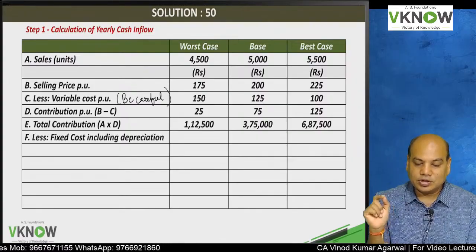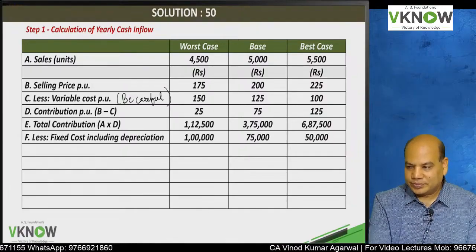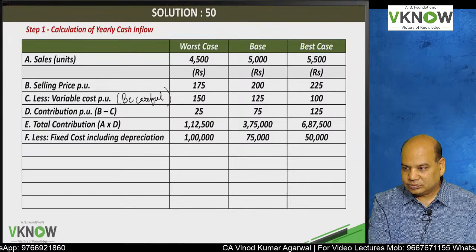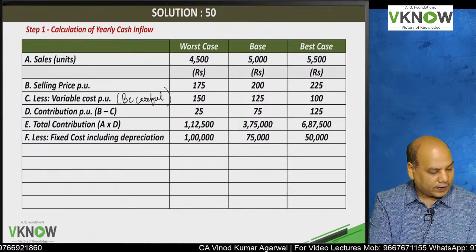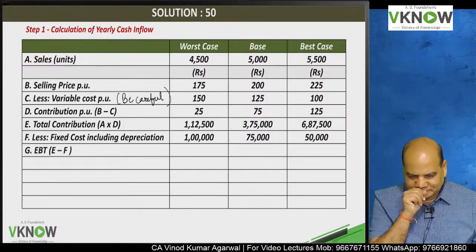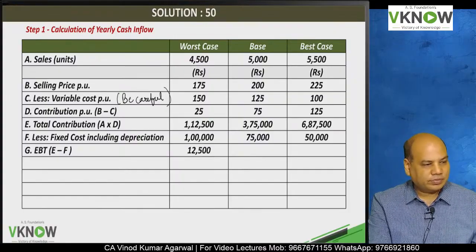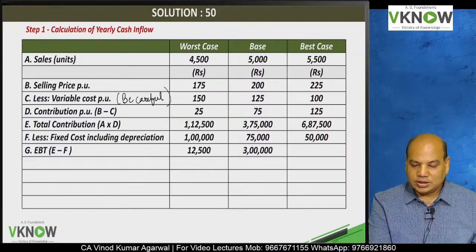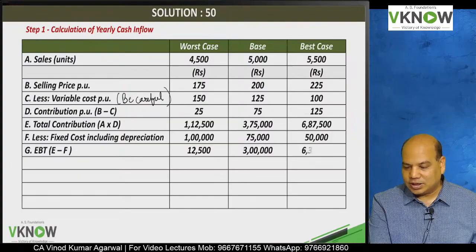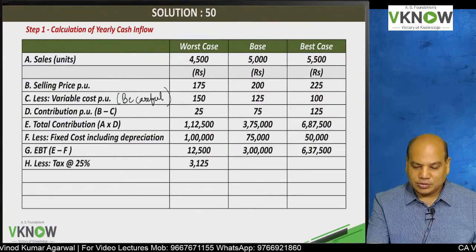Now write down less fixed cost including depreciation. 1 lakh is the highest fixed cost I will take, which includes depreciation of 35,000 also. 75,000 and 50,000. Then write down EBT. EBT will be E minus F, contribution minus fixed cost: 12,500, 3 lakh, 637,500. Then write down less tax at the rate of 25%.